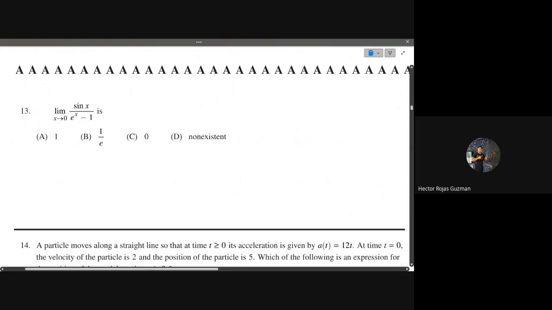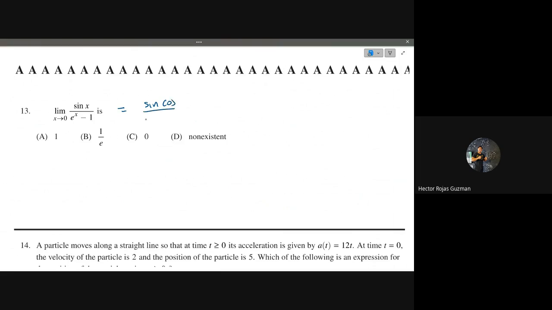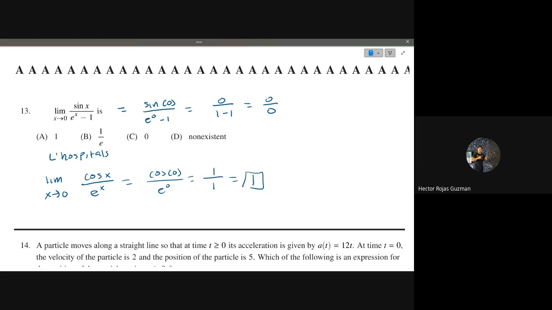Okay, the limit as x approaches 0. If you plug in 0 from the beginning, we're going to get sine of 0 divided by e to the power of 0 minus 1. And we get that it doesn't exist. But is this really the limit? Well, the only way to know is to use L'Hopital's. If I use L'Hopital's, I take the derivative, then I can plug in my 0. Cosine of 0 is 1, e to the power of 0 is 1, so the limit here is 1.